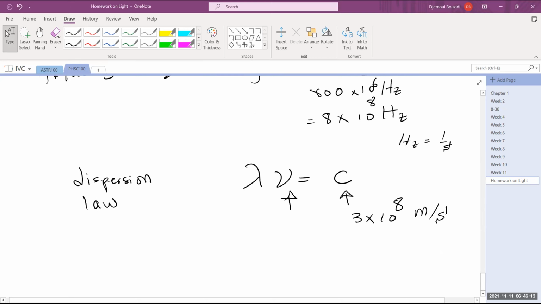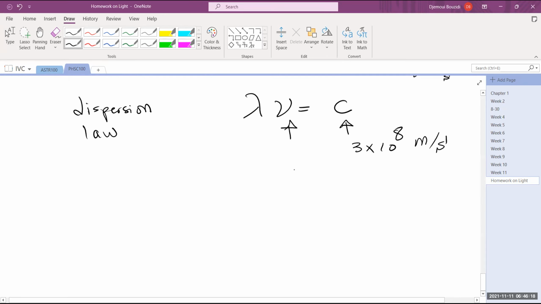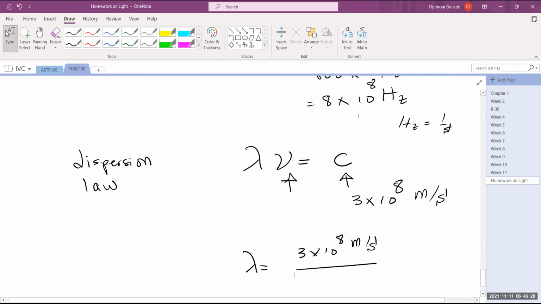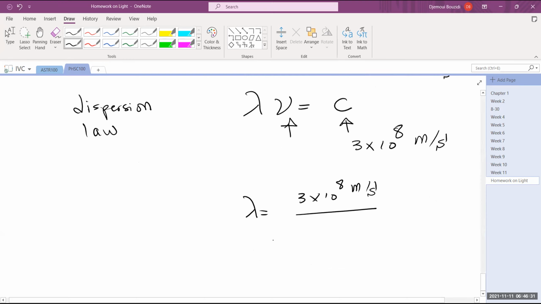From here, obviously, we can calculate what lambda is, and it turns out to be very simple in this case: 3 times 10 to the power 8 meters per second divided by the frequency nu, which is 8 times 10 to the power 8, 1 over second. I can write it as 1 over second, the same thing as hertz. Cancel the second with the second, cancel the 10 to the power 8 with the 10 to the power 8, and that's important.